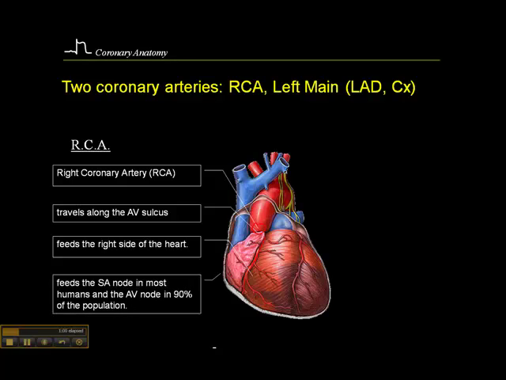And the RCA also feeds the SA node in most humans and the atrioventricular node in about 90% of the population. And this is very important as well because if the SA node is ischemic, the patient may experience sinus bradycardias or periods of sinus arrest or sinus block. And if the AV node is ischemic, this patient may develop AV blocks, second-degree AV block type 2, third-degree AV blocks, complete AV blocks, and that may be a problem as well.